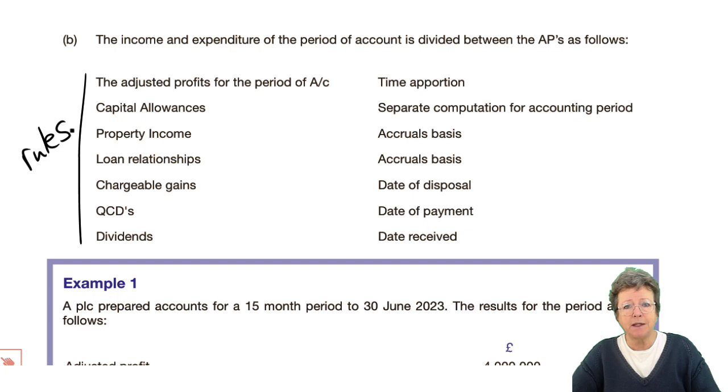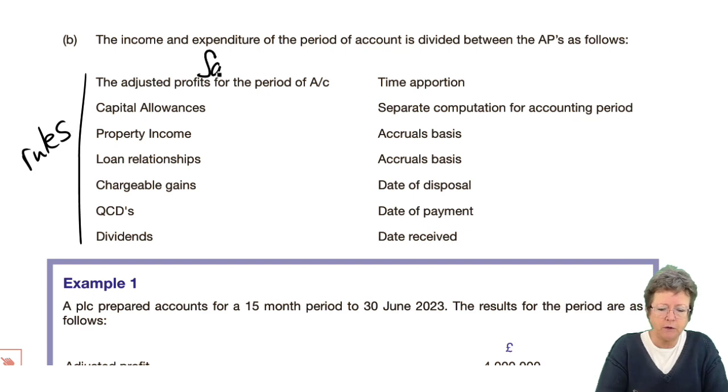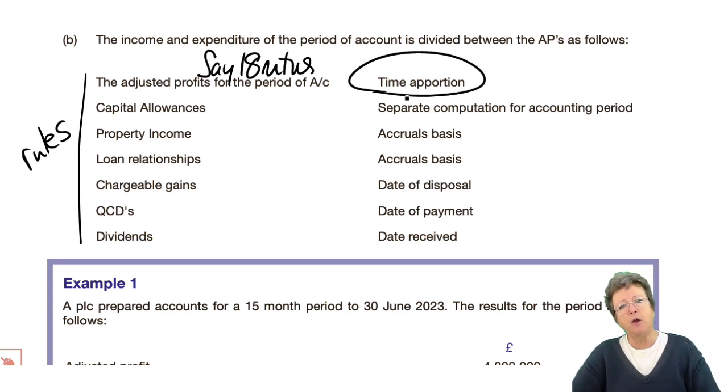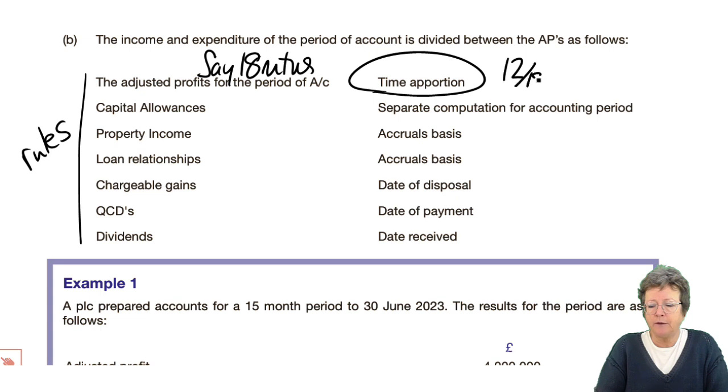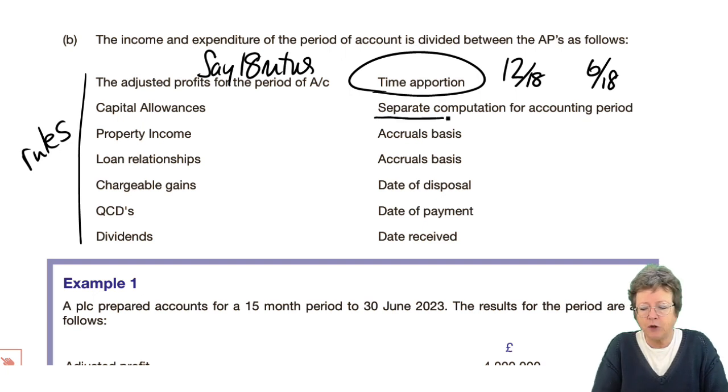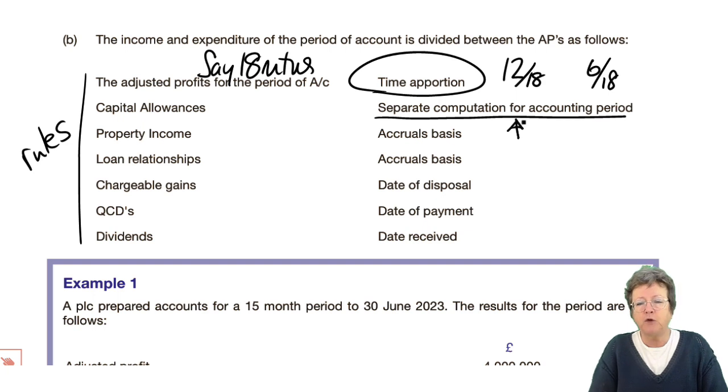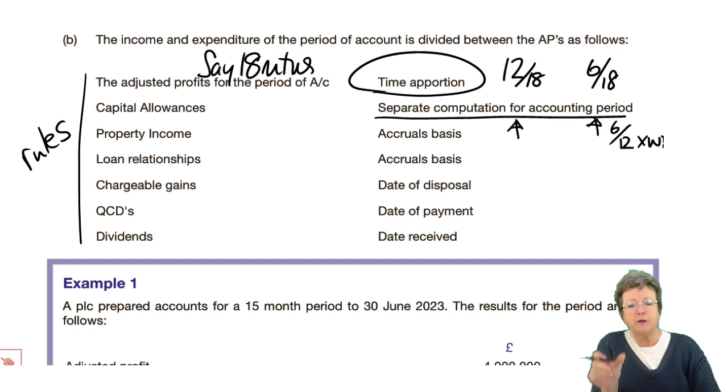Now, a lot of this is common sense. So, if you have a set of accounts which are, say, 18 months long, you will have to time apportion them because you have no idea on what date the income was received or what day the expenditure took place. So it has to be time apportioned. Obviously you would do 12/18ths and 6/18ths, and you now have two accounting periods. You need a separate computation for each one. That one will be full allowances, and this one will be 6/12ths of written down allowances, etc., because it's a short period of only 6 months long.